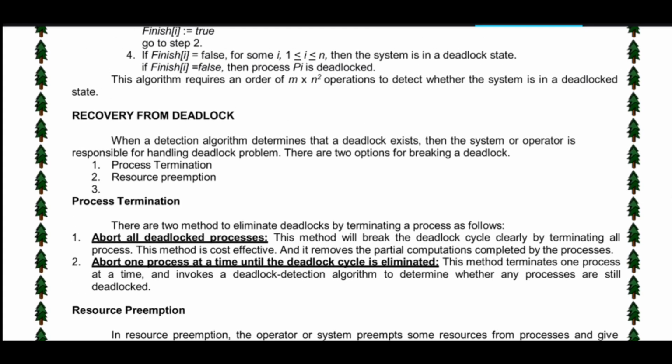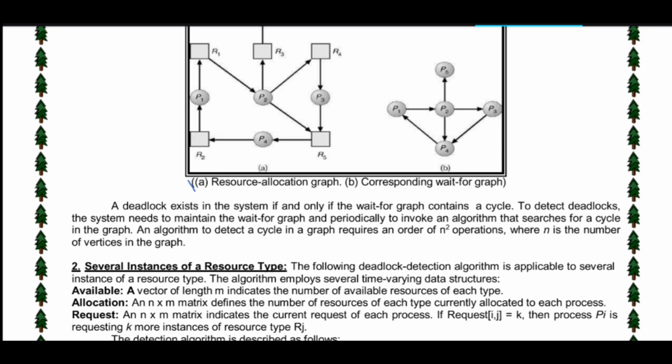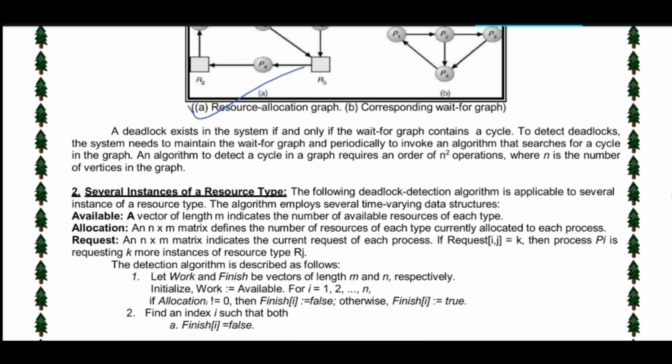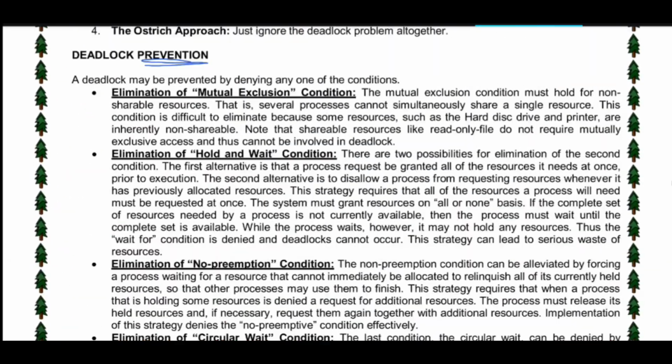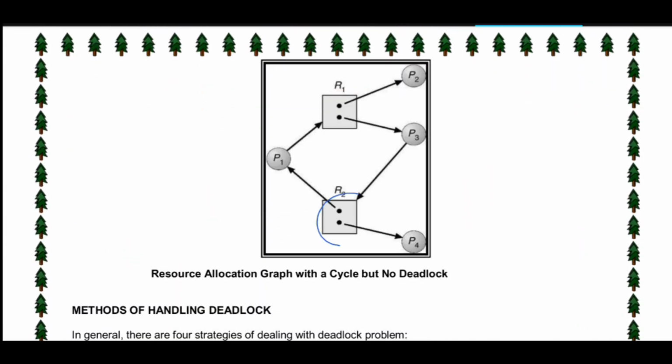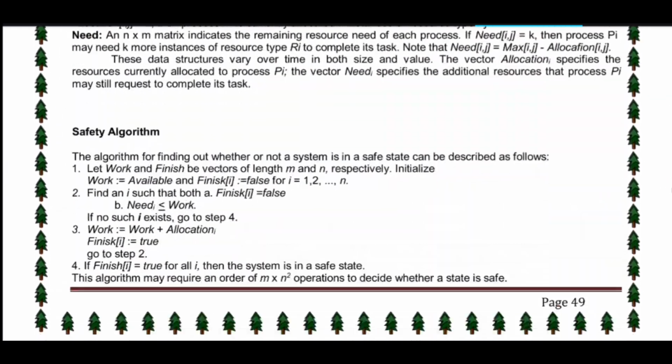The resource allocation graph also helps. In the same way, using the resource allocation graph, we can define that. Here is an example. This is our several-instance deadlock detection. We can calculate whether there is any chance of deadlock or not.